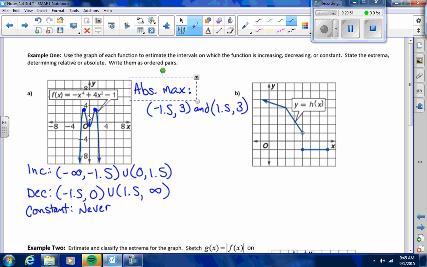Do we have anything else? Any other extrema? We have a minimum. What kind of minimum is this going to be? Relative, because it's local to that certain area. There are other points of the graph that are going lower. So that's why it is a relative minimum. And the relative minimum is occurring where? Good. Connor says (0, -1). So (0, -1). That is correct.